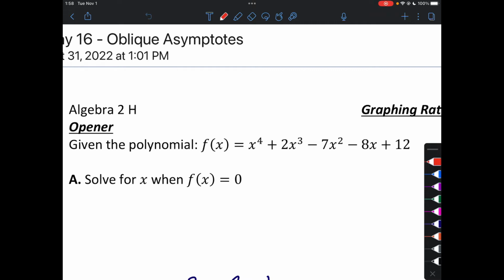To start here, we have an opener, which is a polynomial. I'd like you to solve when that would be 0. Remember to create a PQ list, and you can test those rational zeros using synthetic division. Once you've found enough zeros, you can plot a graph, and then use your graph to answer the inequality question third. Pause the video at this point and come back and check when complete.